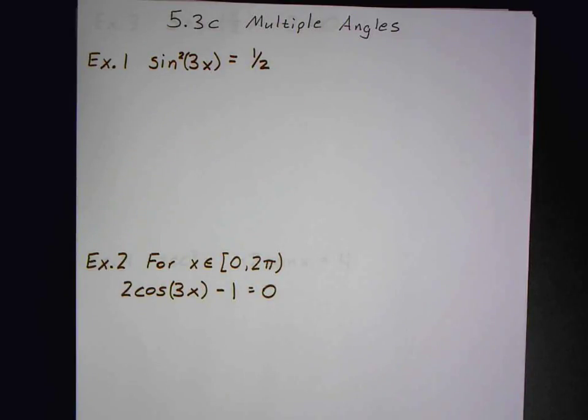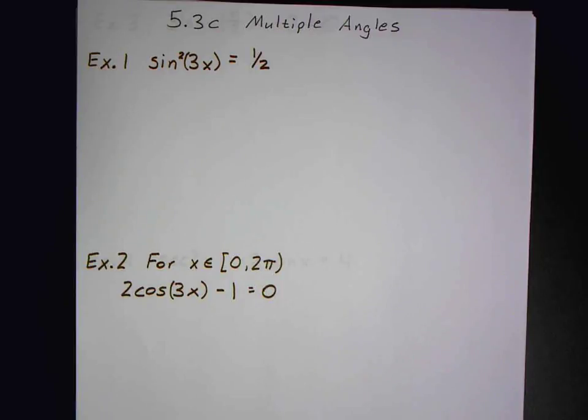What we're going to do is multiple angles. All that means is that there's a number inside there with the x. Now you need to solve the problems in order. Again, if I had a square root, you don't start taking numbers out of the square root. You get rid of the square root, then you solve the numbers inside the square root.